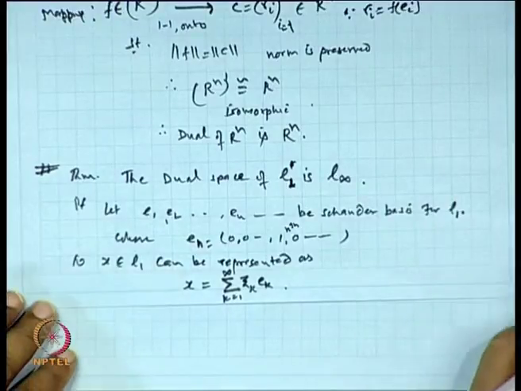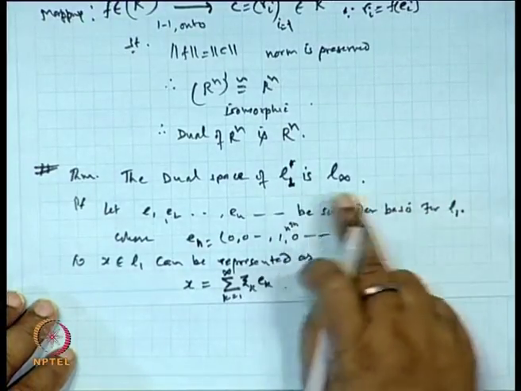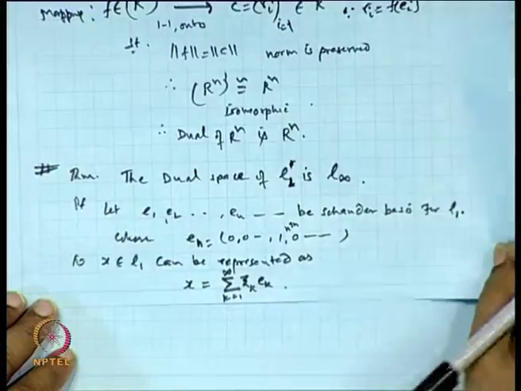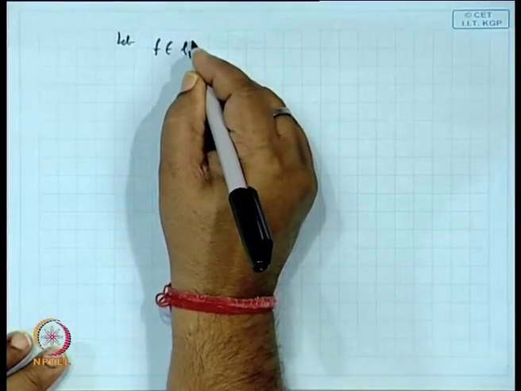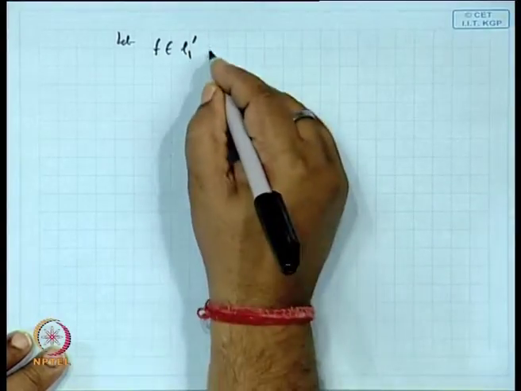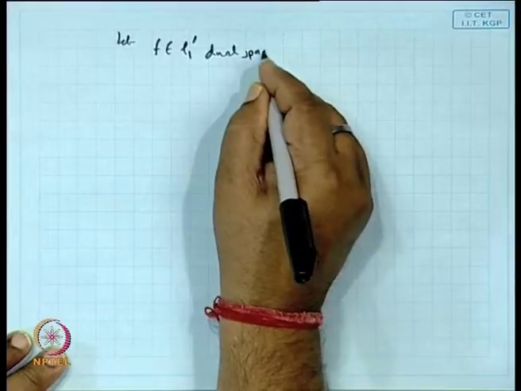We want to show that the dual of L1 is L infinity. So let us pick up an element in L1 dual. So let f belong to L1 dual, the dual space of L1.